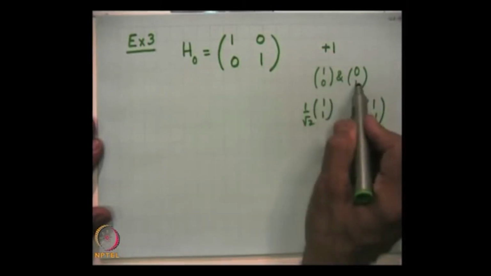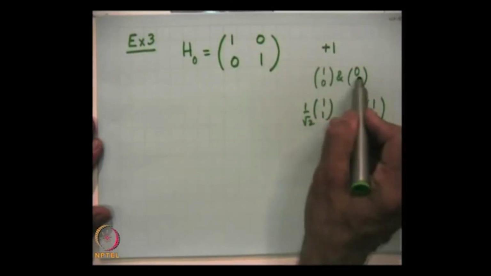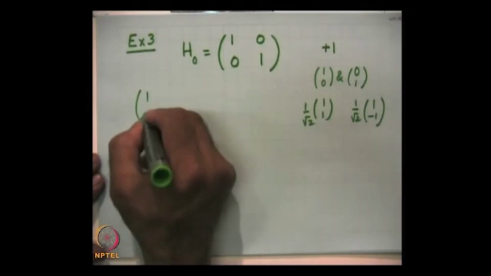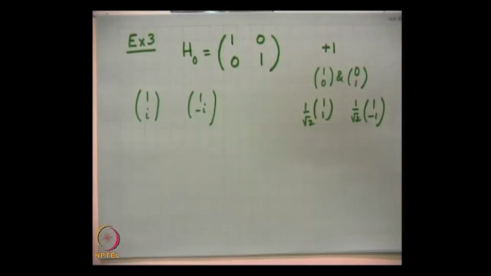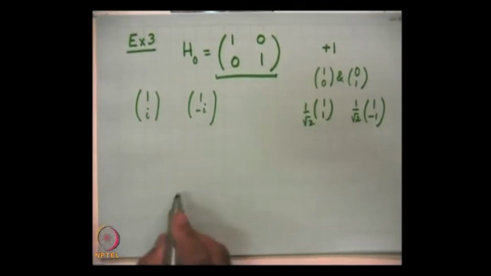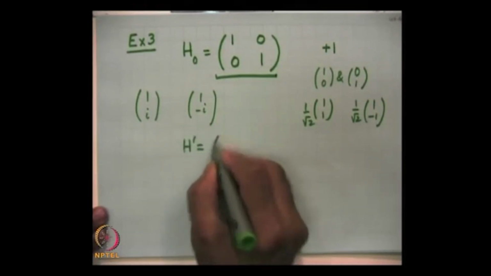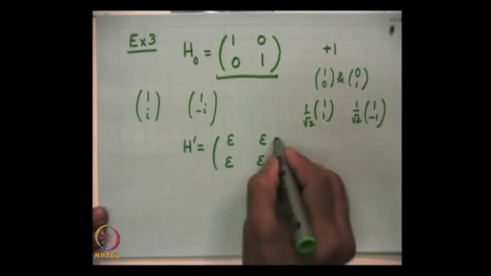I can choose these two as eigenkets, or these two as eigenkets. Any linear combination of these two can also be an eigenket. I can choose 1 plus i and 1 minus i. You remember, these are the eigenkets of the Pauli matrices. So the question arises, let us suppose that my H prime is once again the matrix (epsilon epsilon; epsilon epsilon).